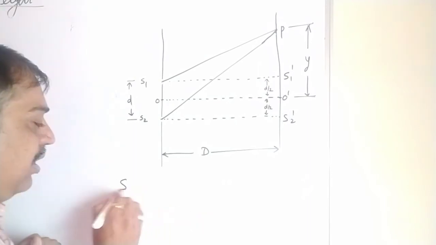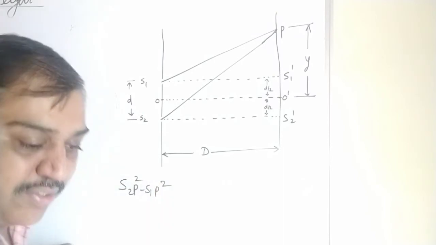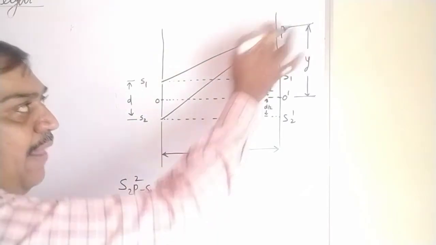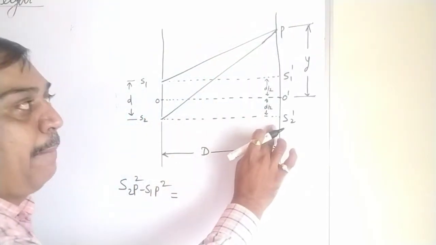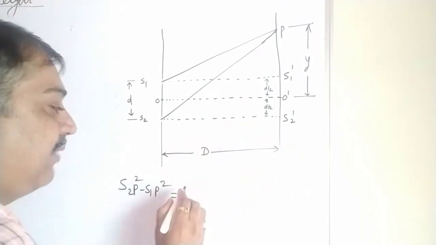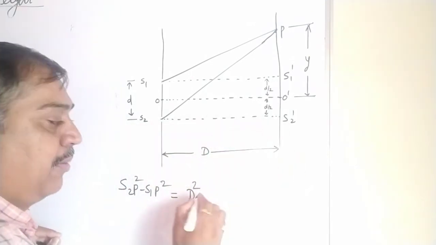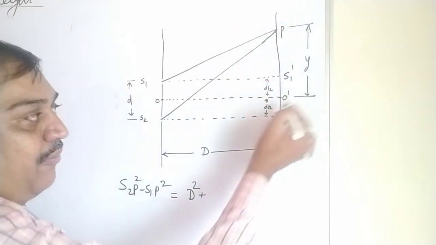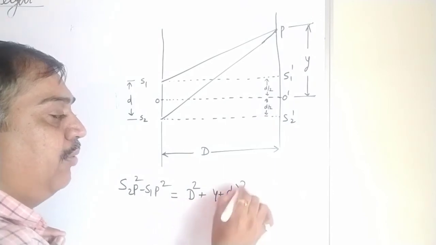So we can write S2P square minus S1P square equal to what? S2P square equals S2 dash square, which is capital D square, plus S2 dash P square, which is Y plus small d by 2 whole square.